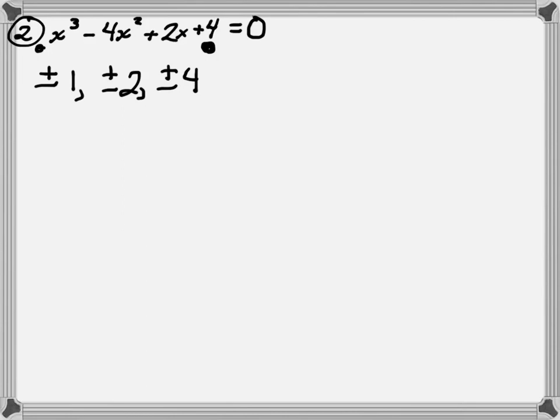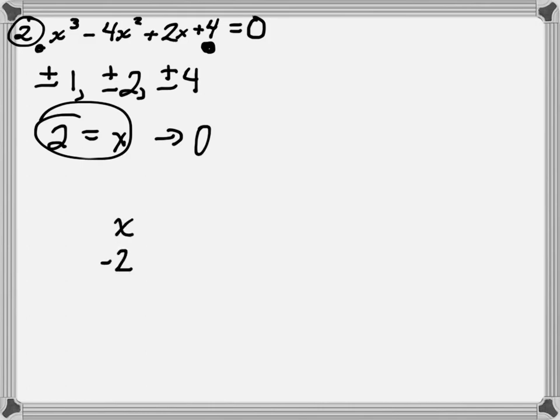And when I store 2 in for x, it resulted in a 0. So that means 2 is equal to the x. So that's one of them. And when I come up with a factor, it's going to be x minus 2.